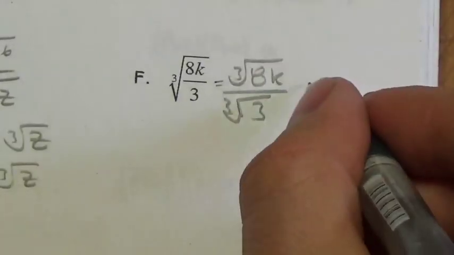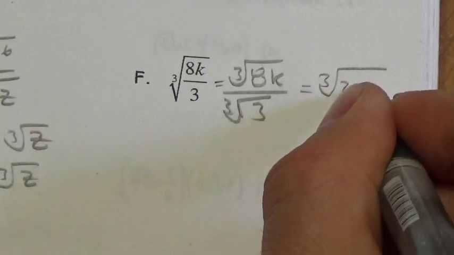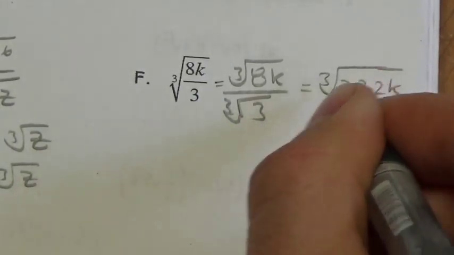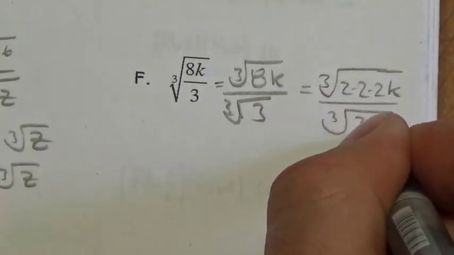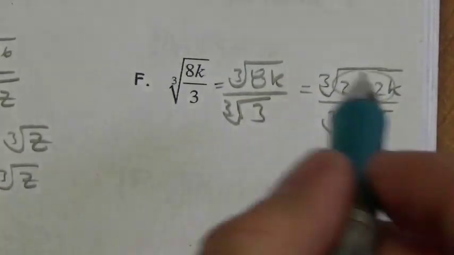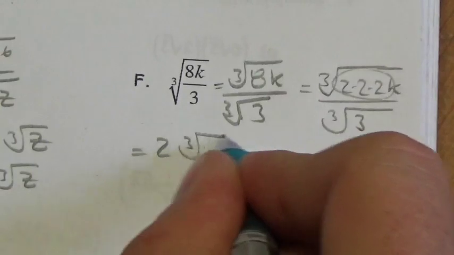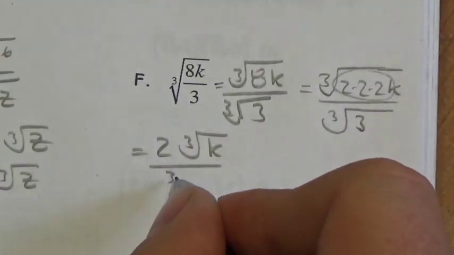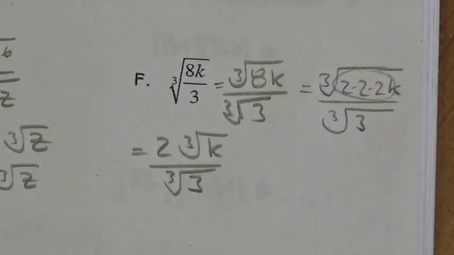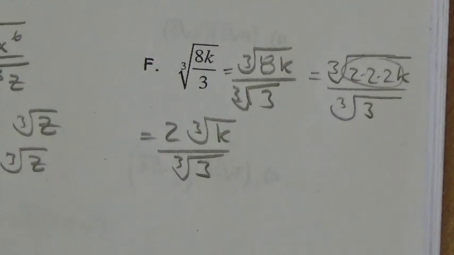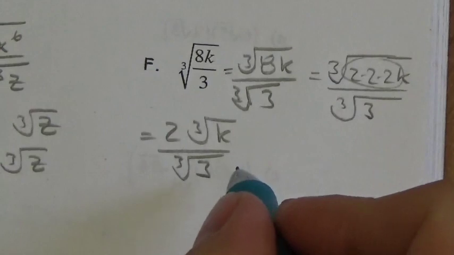Now, at this point, though, I can see that I can do a little bit of simplification here because of the cube root of 8. That's a group of 3 2's, so I can pull one out. So this will be 2 times the cube root of k over the cube root of 3. So I haven't even approached the division yet.